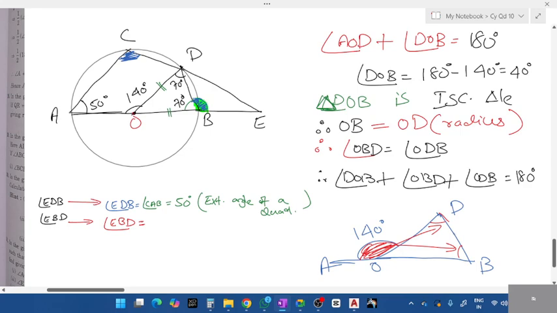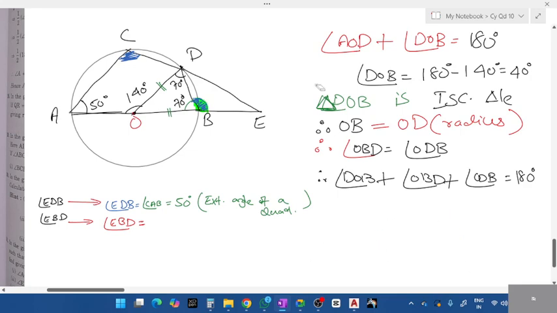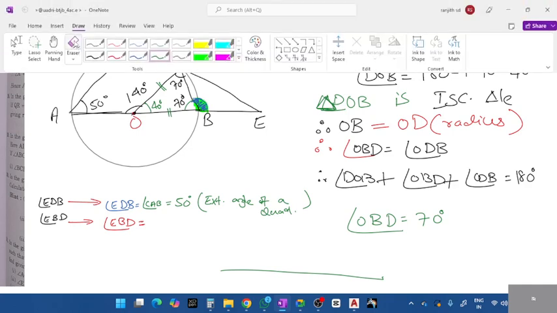So angle D and B would have had a sum of 140. When they are equal, it is 70 degrees and 70 degrees. Okay, all of you will complete this. We will get 70 degrees here. Look at 40 degrees, 70 degrees. Angle OBD is equal to 70 degrees. Now we need to find angle EBD.